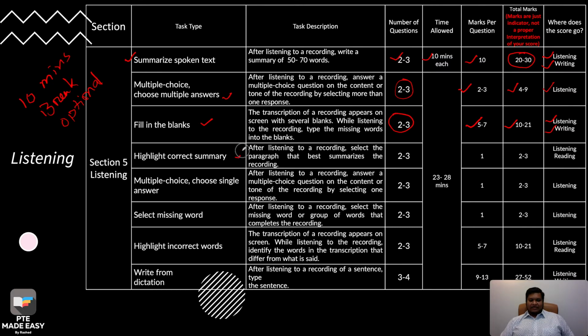Next is highlight correct summary. For each question, there will be only 1 mark. That means 1 correct answer. You have 2 to 3 questions like that. Gives you a total mark of 2 to 3, and marks go to listening as well as reading.